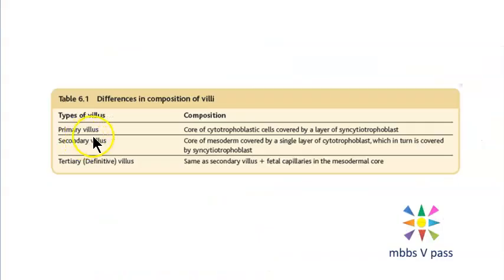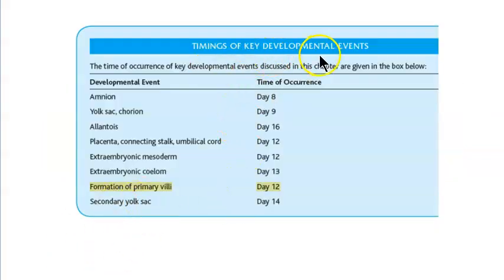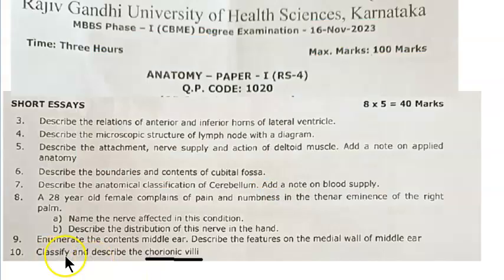So easy. Primary villus has the core of the cytotrophoblast cells covered by a layer of syncytiotrophoblast. Secondary has these two with some mesoderm, and then the tertiary or the definitive villus will have all these three things plus the fetal capillaries which are forming in the mesodermal core. Very important to know is the development of the embryo, when what is happening. The formation of the primary villi they're saying is day 12. So did you classify and describe the chorionic villi for 5 marks? You will have to draw a diagram.